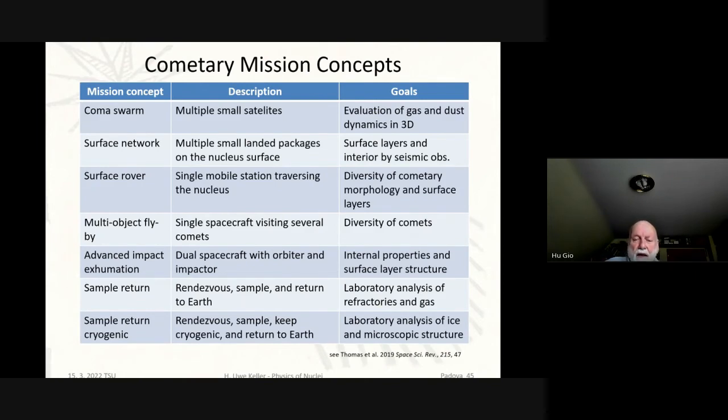In some parts, you can maybe use a rover easily, but then this is not very interesting because the area doesn't really change. The rest is obviously very rough, not so good for rovers. You can have a single spacecraft flying by various numbers of comets, which has been already proposed in the States.